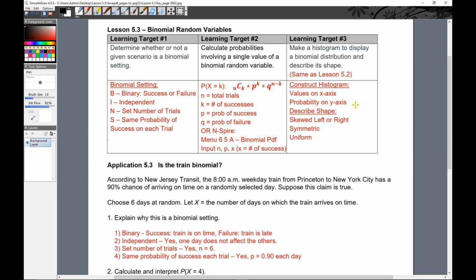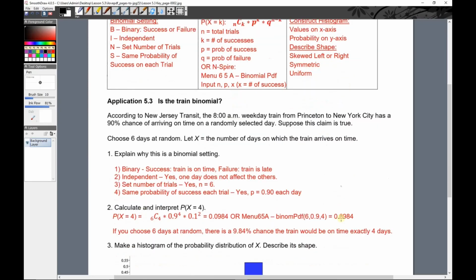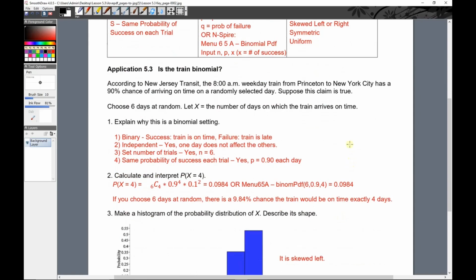You don't need to go and actually generate it using the calculator, although I will show you how to do it. All right, and then describe the shape: skewed left, skewed right, symmetric, or uniform, any one of those. Okay, so here's your application.